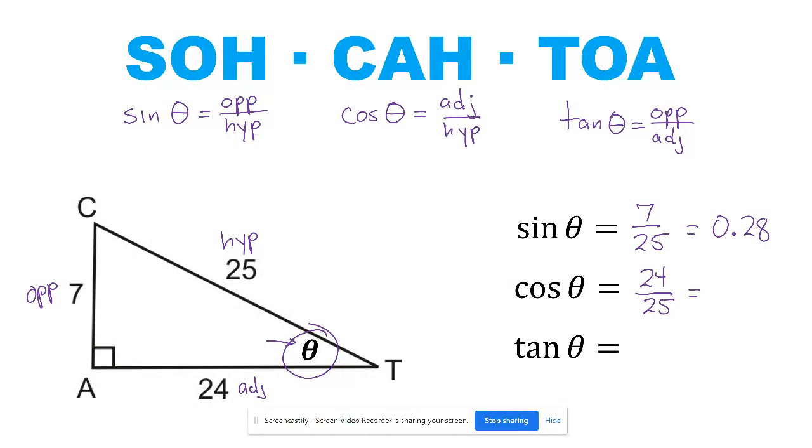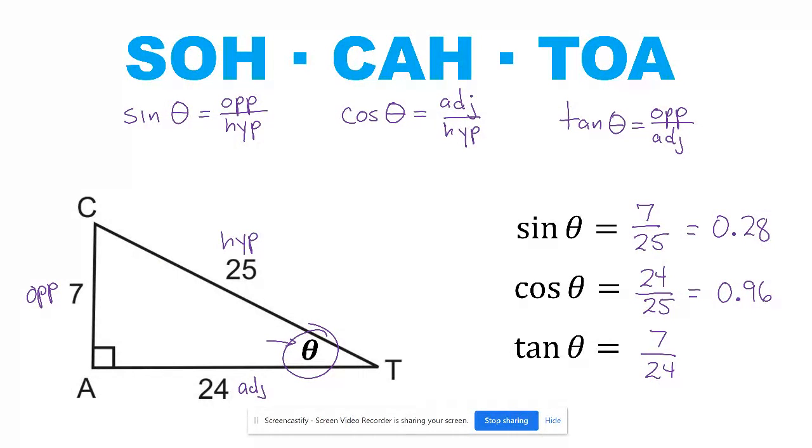And that would be 0.96. And then your tangent is opposite over adjacent. That's 7 over 24. And what you'll notice is your sine and cosine, any way you do it, are always going to give you numbers that are less than 1, because the bottom number will always be the hypotenuse, and the hypotenuse is always the biggest of the 3 numbers.